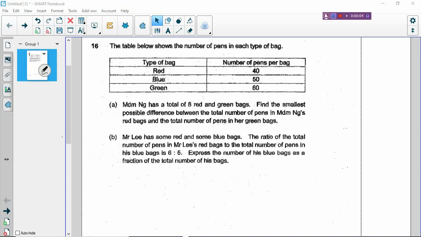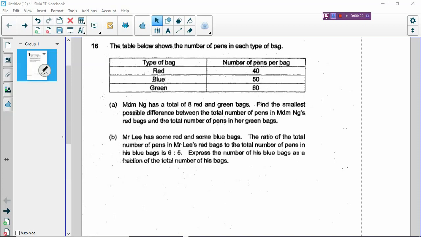Now today we are going to look at some challenging problems. So we'll look at question 16, which is found in your SA1 Nanyang 2019. This was a question that really got me thinking also. So let's look at this question and see how we solve this problem, or whether there is any method that we can use to solve this.